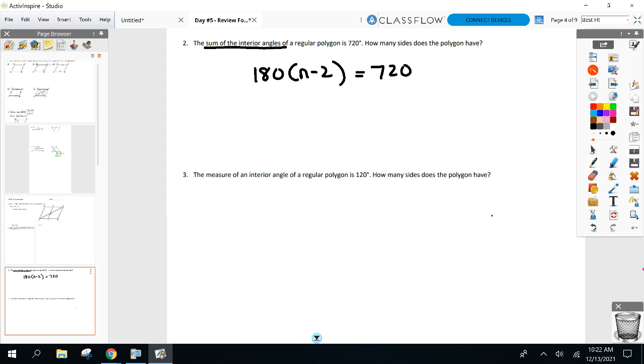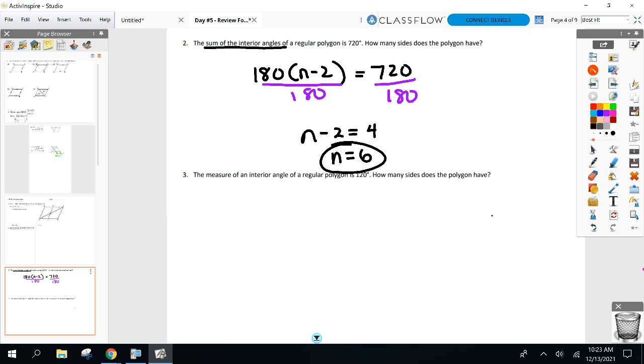Now, each person may solve this differently. The only thing I don't want you to do, don't add 2 first. Somehow take care of the 180, whether you divide it or distribute. Don't add 2 first. Come on, you're better than that. You can distribute 180 and get after it, or you can divide by 180. Either way. I got n minus 2 equals 4, so n equals 6.